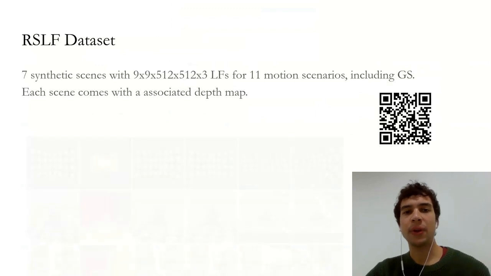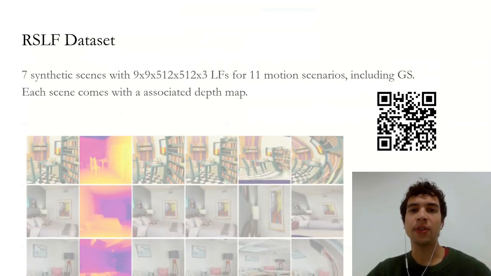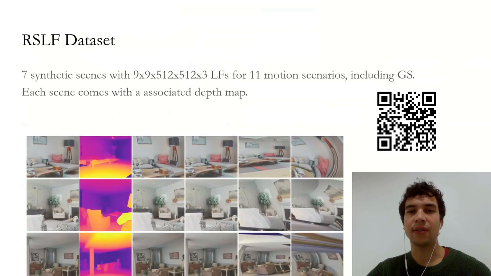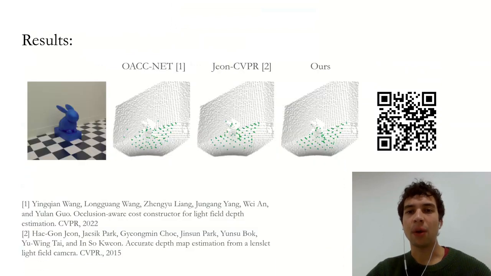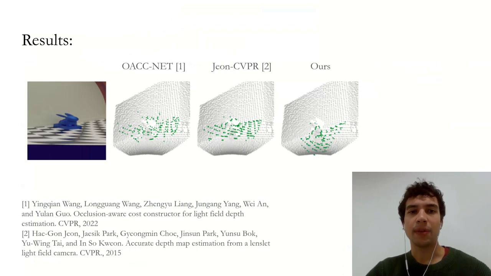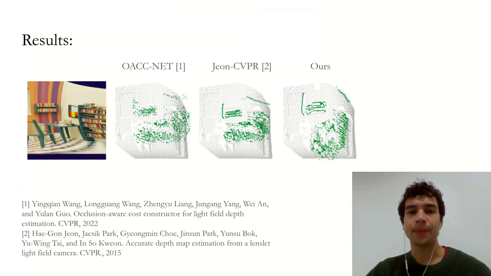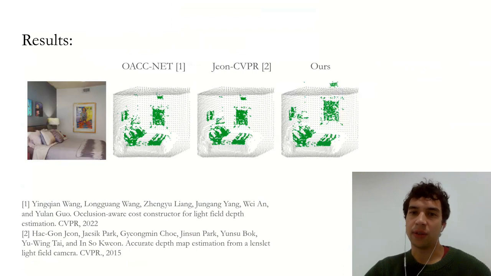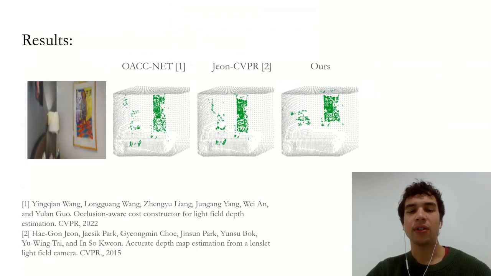In order to evaluate our method, we created the first dataset containing rolling shutter light fields. We compared our methods with state-of-the-art techniques for depth estimation from light fields. These methods, as they don't consider the rolling shutter effect, suffer from it.